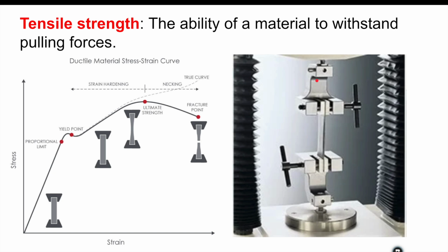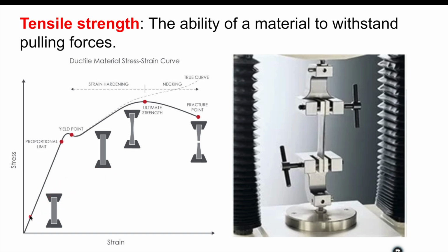So tensile strength is the ability of a material to withstand a pulling force. So think about tensile. I always think about tense. When you're tense, you kind of pull all your muscles together. So tensile strength is the ability to withstand pulling forces. And of course, our friend Young's modulus is a great way to think about this.